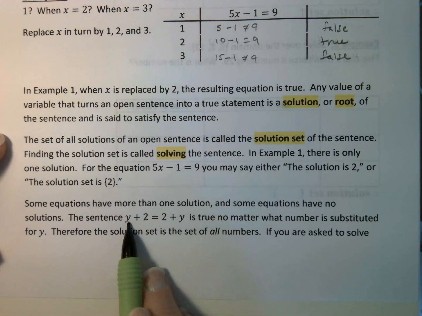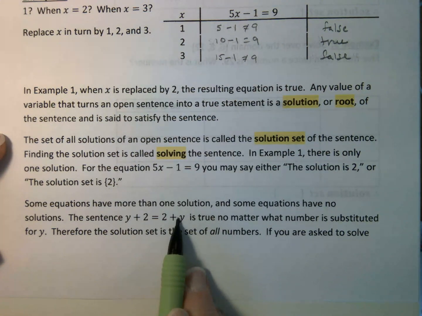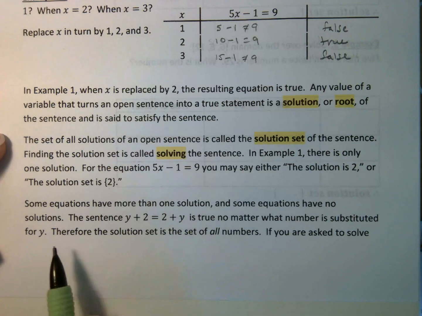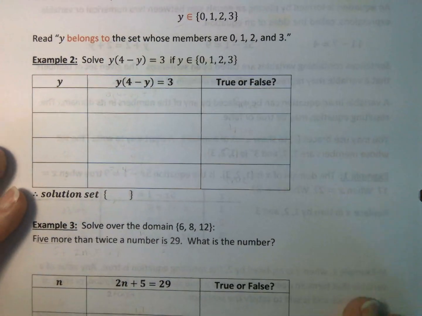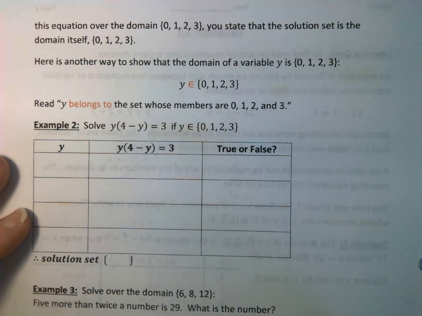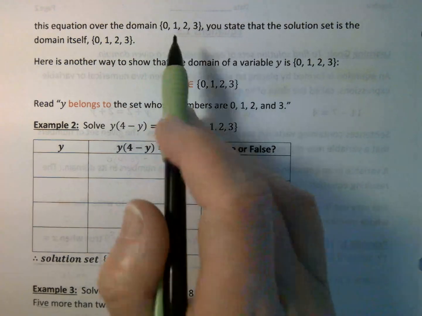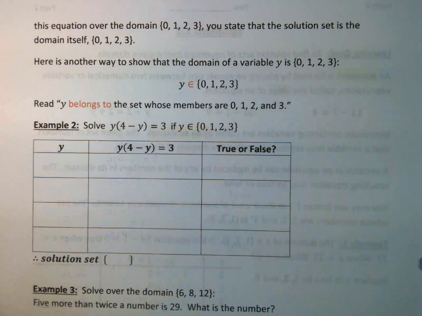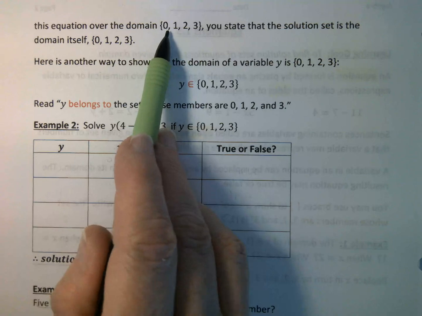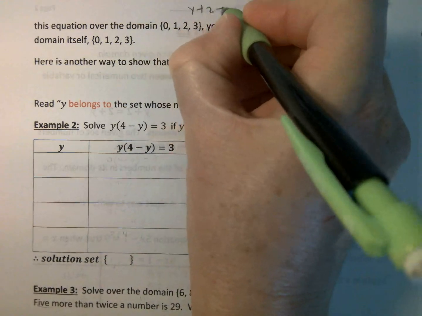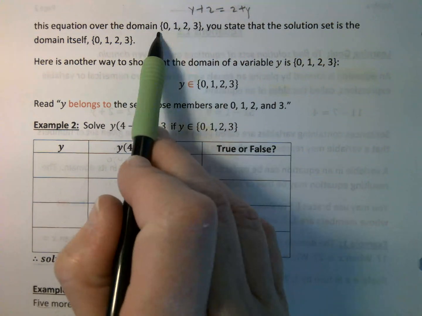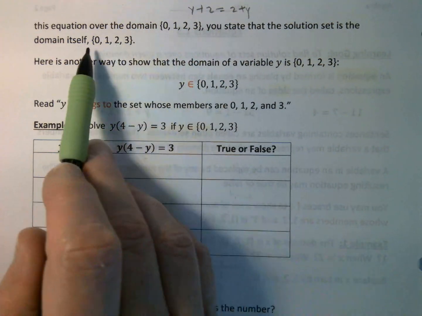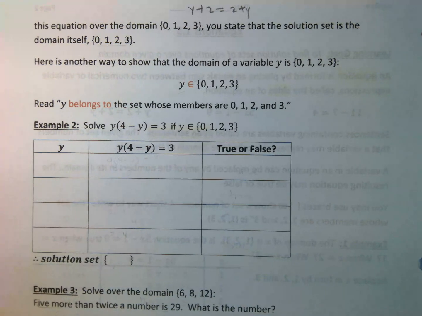It doesn't matter what I put in for y, since these two y's represent the same number, this will always work. Therefore, the solution set is the set of all numbers. If you're asked to solve this equation over the domain 0, 1, 2, and 3, you state that the solution set is the domain itself. So for that, we had y plus 2 equals 2 plus y. If these are my possible solutions, well, all of them are solutions. So I would write my solution set like that.